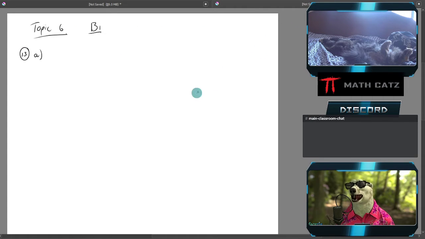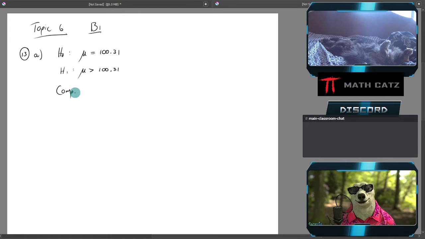So to not forget, let's run through the basic idea of the hypothesis testing behind this. So we are testing to see if the mu, let's do the research hypothesis first. We're testing to see if the true mean is greater than this 100.31, maybe after some treatment or some effect we're investigating. And our null hypothesis, of course, is that there is no change.